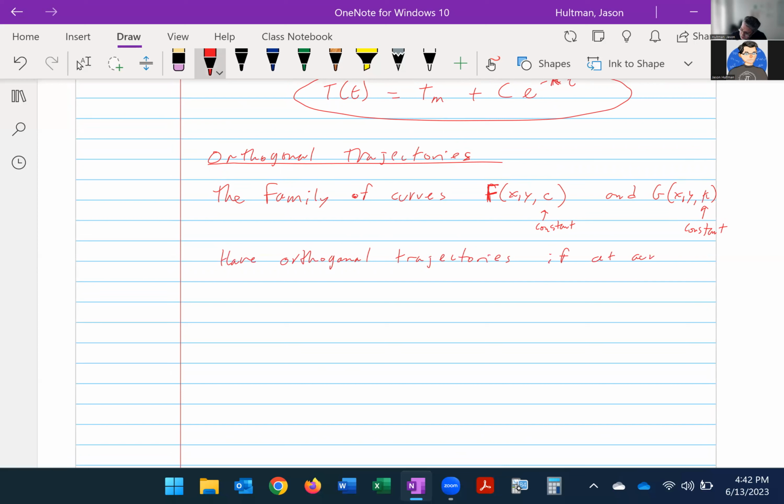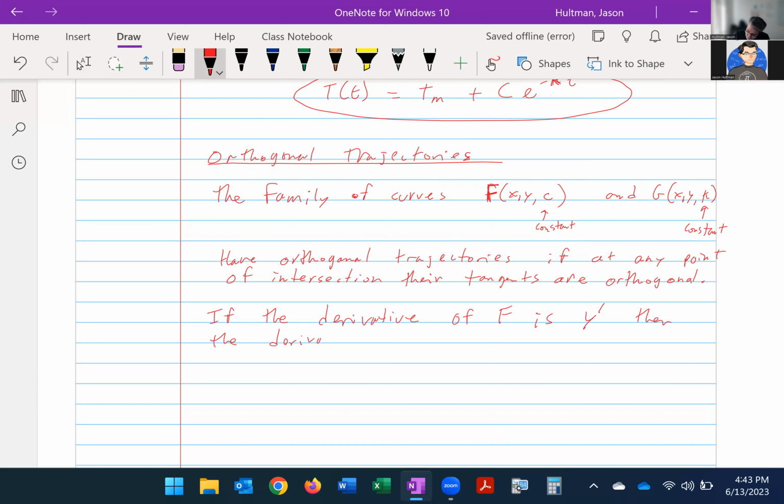if at any point of intersection their tangents are orthogonal. Okay, if the derivative of f is y prime, then the derivative of g is -1 over y prime. That's if they're orthogonal.